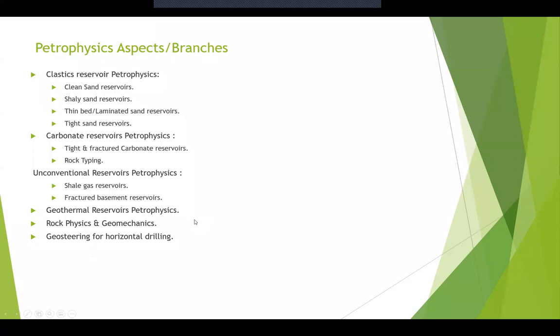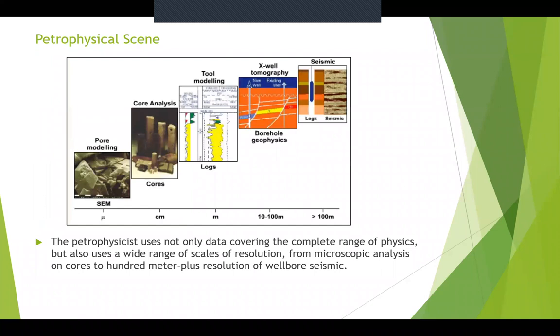So now let's see a little bit about the petrophysical data and the petrophysical scene. As a petrophysicist, you have to deal with different types of data, and this data also has different scales. As you see here, the scale ranges from microns to 200 meters. For a micron, for example, from the petrography data, and then from core data, which is the blocks in centimeters scale, and then we have the logs in centimeter or foot or meters scale, and then we have the borehole geophysics in meters scale, and the seismic data in hundreds of meters scale.